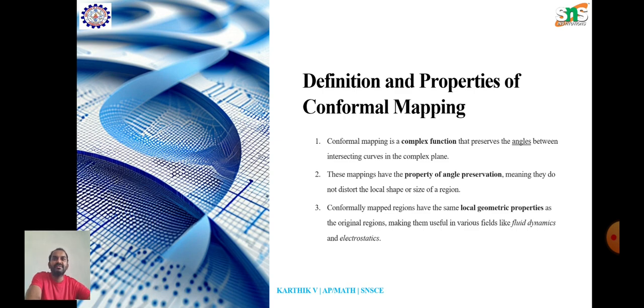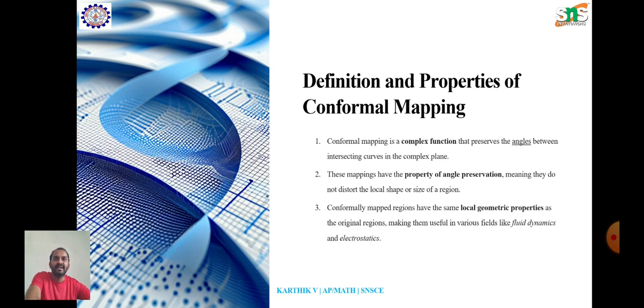Definition and properties of conformal mapping. Definition: a function f from the domain D in the complex plane to another domain D dash is conformal at a point Z if it preserves angles between intersecting curves at the point. In other words, if two curves intersect at Z in D, the images under f intersect at f of Z in D dash, and the angles between the curves at these points are the same.